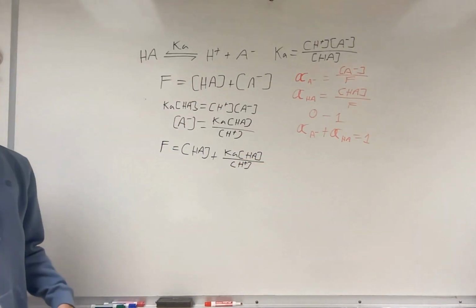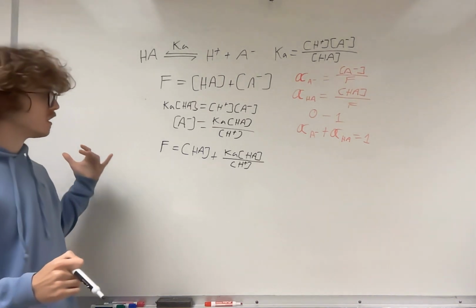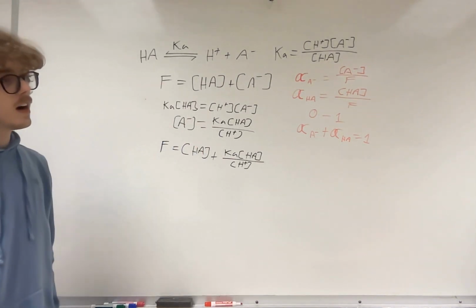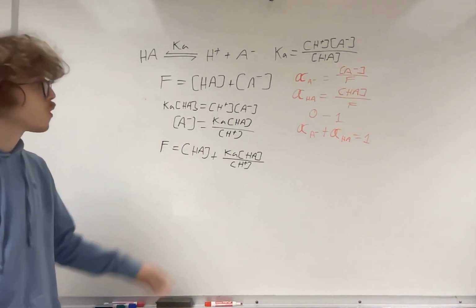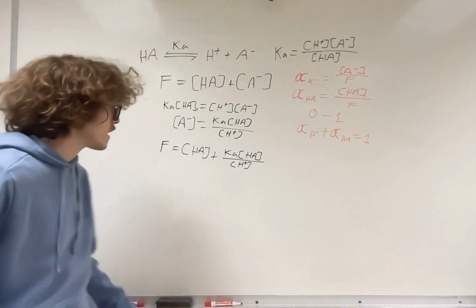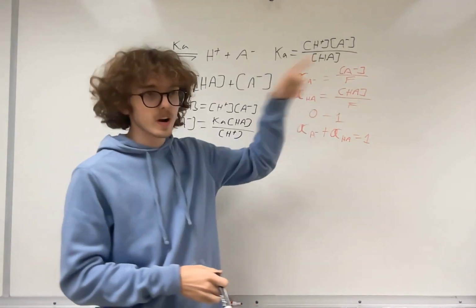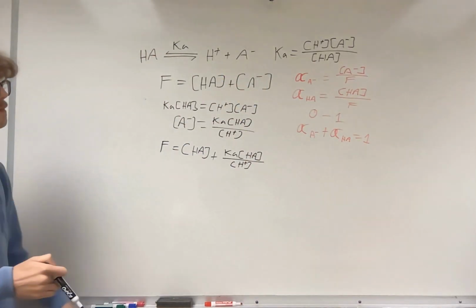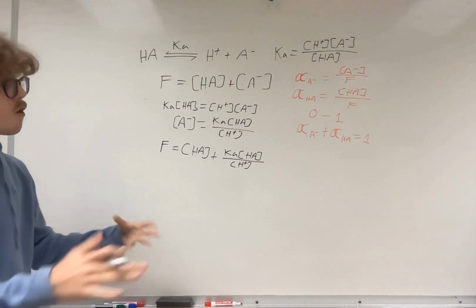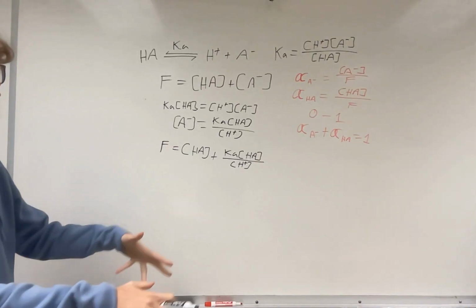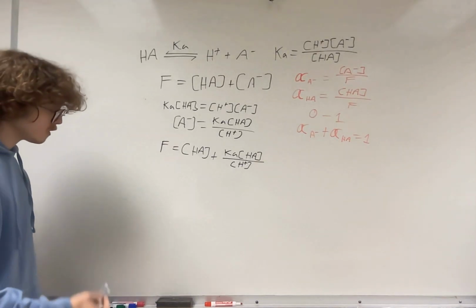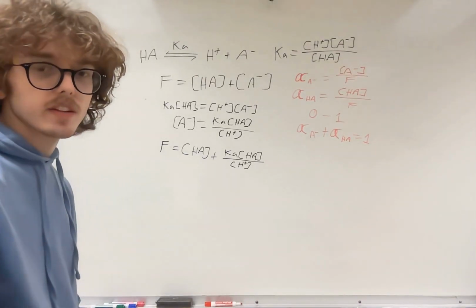Now, it's not going to look really intuitive at first, but we can actually solve for the fraction of HA here. We have an F and we have an HA. We just need to get it in terms of HA over F, or the amount of undissociated acid over the formal concentration, the amount that we added. So let's go ahead and do that. I want to make sure that you guys can see here.